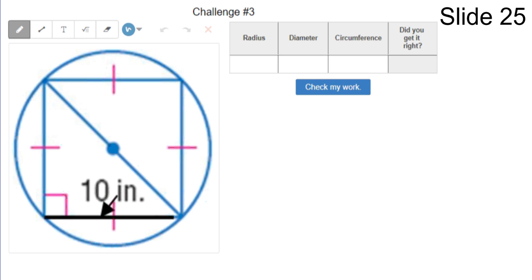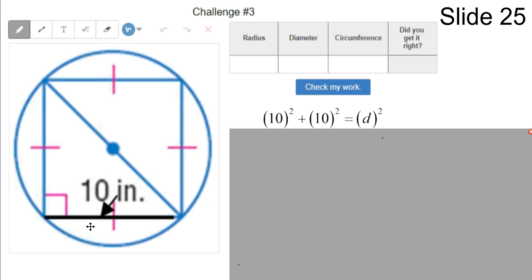For your slide 25, notice how we have a square inscribed inside a circle. And the side of the square, or the leg of the right triangle, is 10. This is a special right triangle. We could use 45, 45, 90 to find the diameter. We could use Pythagorean theorem again to find the diameter as well. So we'll stick with Pythagorean theorem in case you forgot about your special triples.